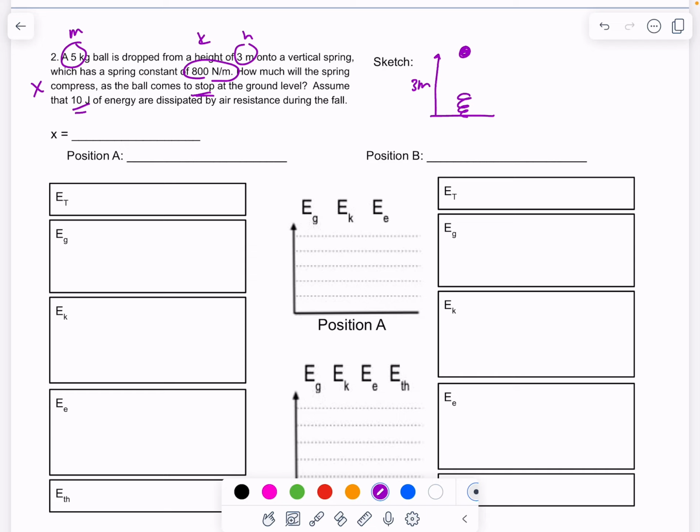Assume 10 joules of energy are dissipated by air resistance during the fall. So that's the thermal. Let me write over here. That's E thermal, okay?